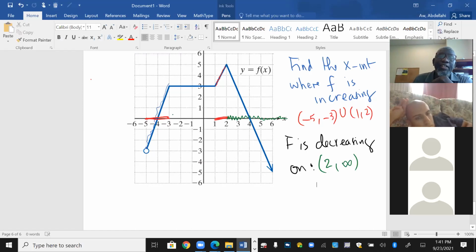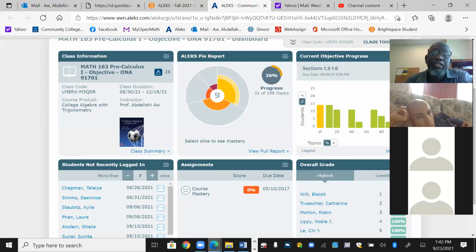In this interval right here, f is not increasing, f is not decreasing, f is constant, right? On the interval -3, 1, f is constant because it is a flat line, okay? So graphically, the answer is like that, real quick.